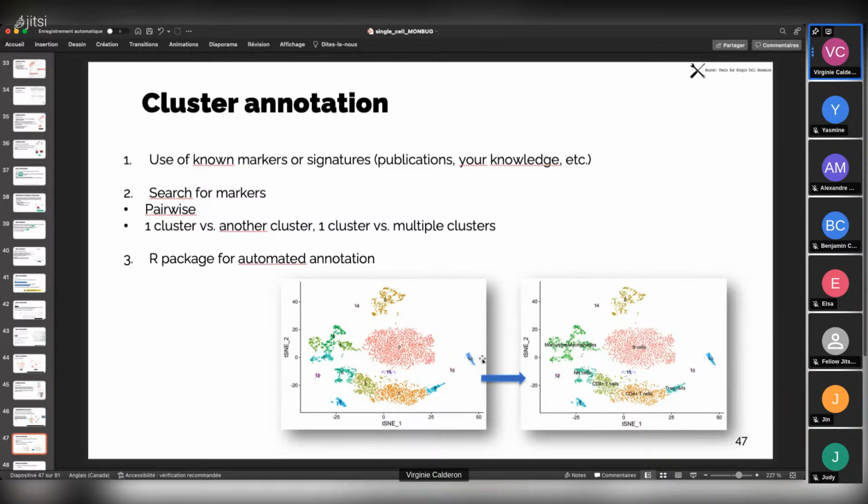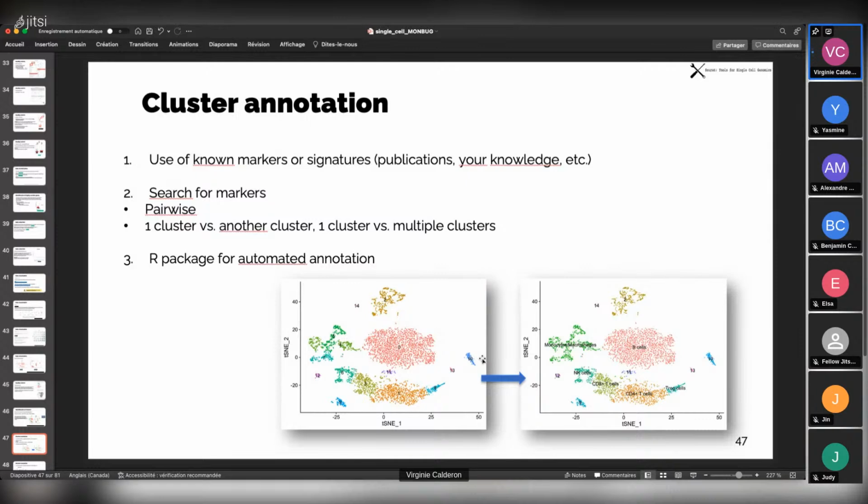This can come from publications, from your knowledge, from the biologist, if he knows that this gene should be expressed, combined with other genes, etc. This is the first step you can do: discuss with the biologist, or if you know that you are working with lymphocytes, go find the publication and see, okay, this one, I need to use this gene, etc., and draw some feature plots. This can be really time consuming, so of course there is another option.